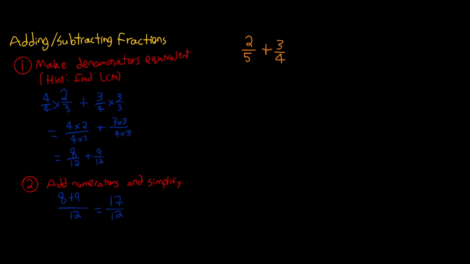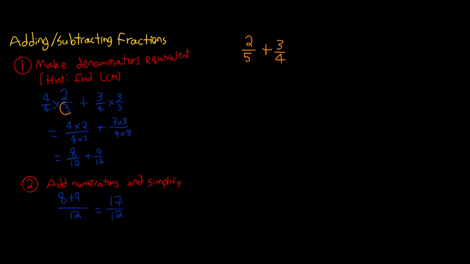Okay, so now that we've gone over multiplying and dividing fractions, we can better understand adding and subtracting fractions. So the first step is going to be to make the denominators equivalent. And an important hint here is to find the lowest common multiple of the two denominators. So here we start with 2 over 3 plus 3 over 4, right? That's what we're starting with.